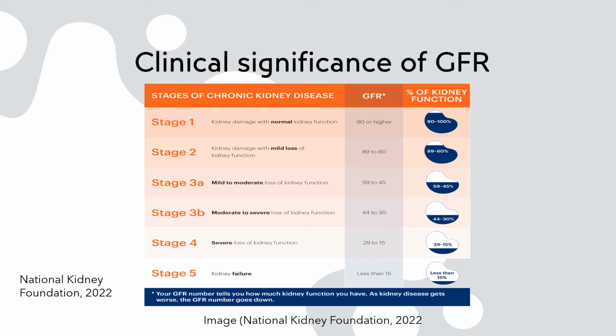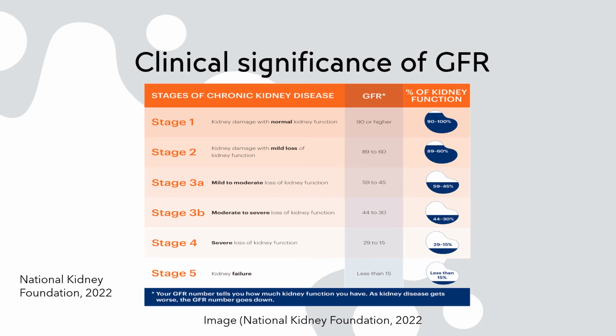Kidney damage with normal kidney function, that's stage 1, 90 or higher. Stage 2 shows kidney damage with mild loss of kidney function. That's your GFR somewhere between 89 to 60. Stage 3A shows mild to moderate loss of kidney function. That's somewhere between 59 to 45 GFR.